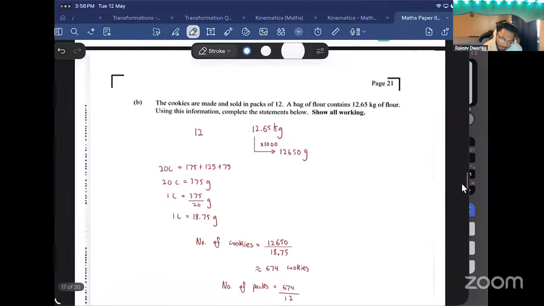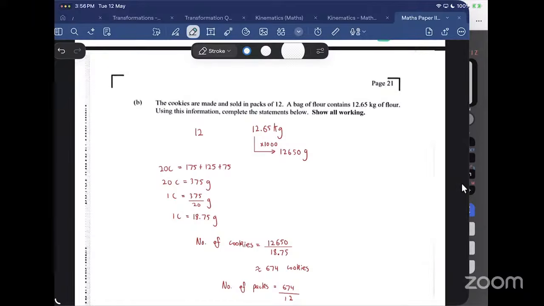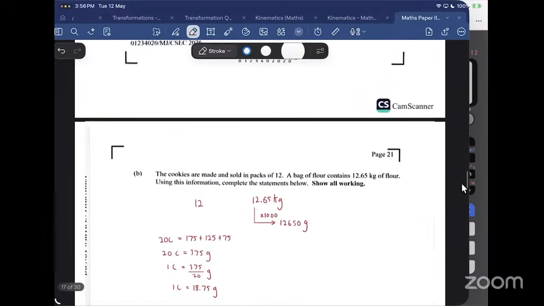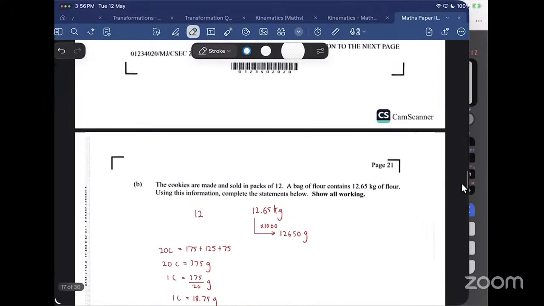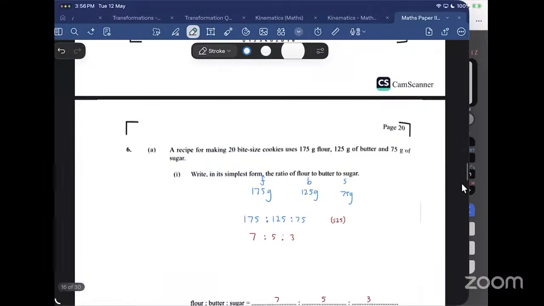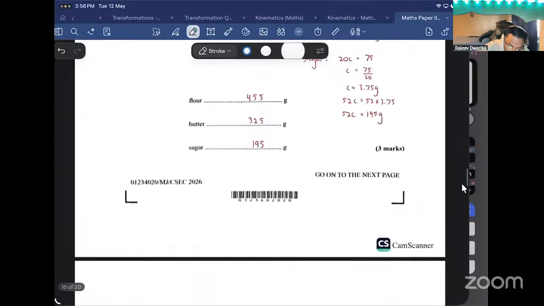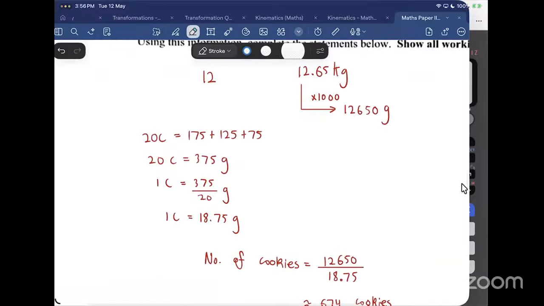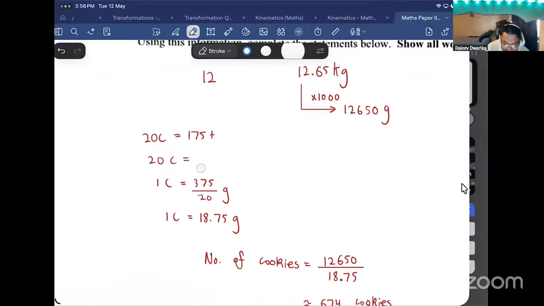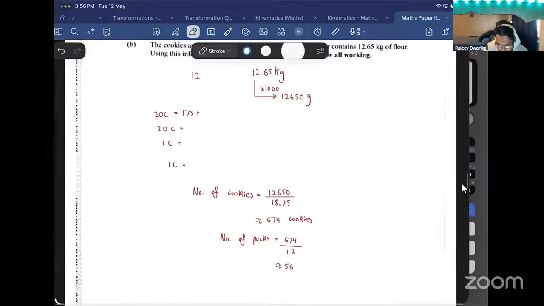Well, let me try to run back the reasoning. So a bag of flour contains... Oh, so they say 175 grams of flour is for 20 cookies. So you find how much flour for one cookie, so 175 divided by 20. You get how much flour for one cookie. Then you divide 12,650 by how much for one. Oh yeah. That's a crazy mistake.